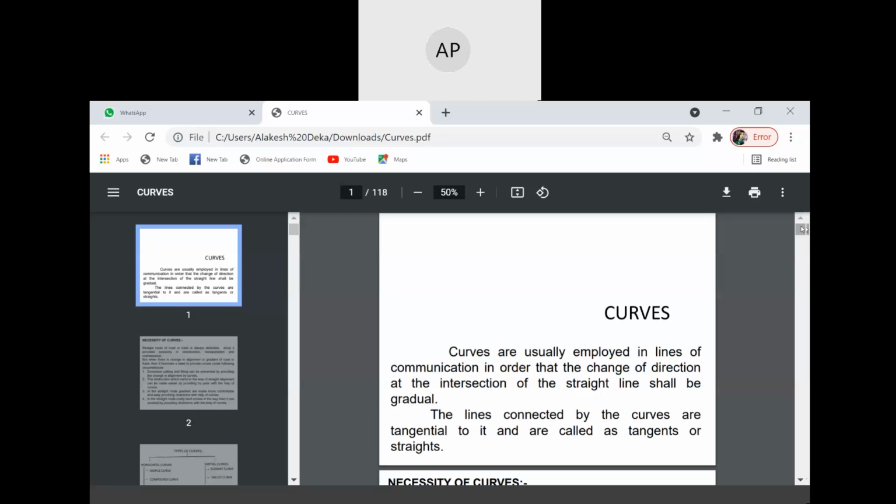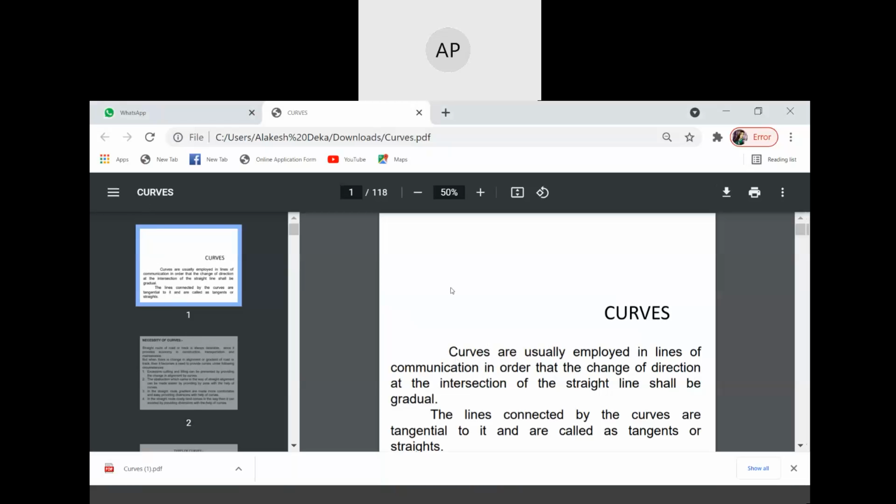Okay. So curves are usually, can you see my screen? Are you able to see my screen? Yes, ma'am. Let me download it. I think we already have the PDF. Oh, sorry.